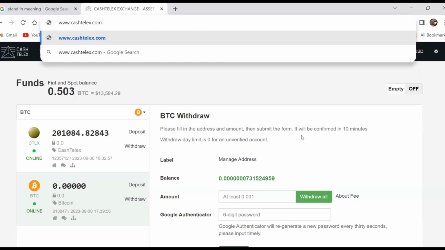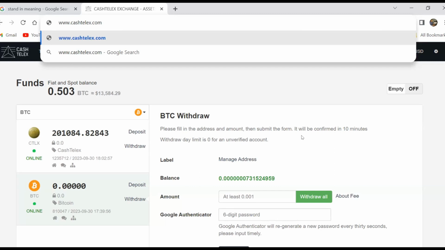So I'll be taking you through a brief, basic training on how you can carry out trade on the CashTelex exchange. The first thing you do is go to the address bar of any browser. I'm using a Google Chrome browser, and I'm going to type in www.cashtelex.com, and I'm using my laptop.